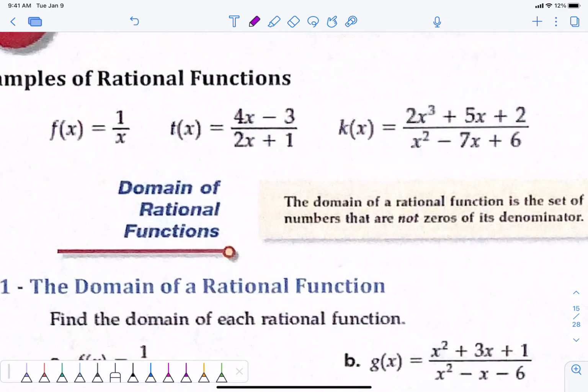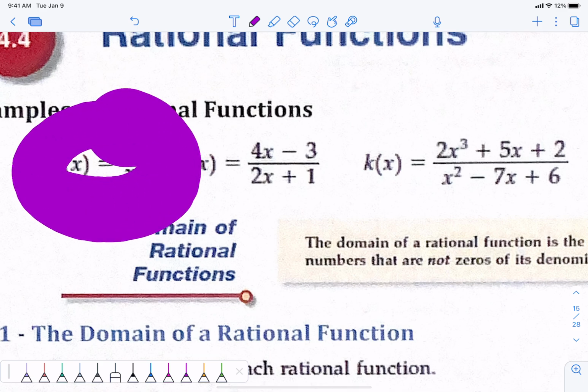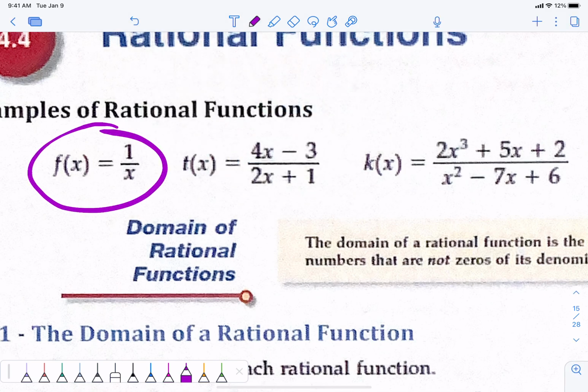Here's the deal. We have 3 examples of rational functions, and they get progressively harder, or more disgusting looking, for each of the 3 examples. The first one is 1 over x. This is what the root of a rational function looks like, okay?